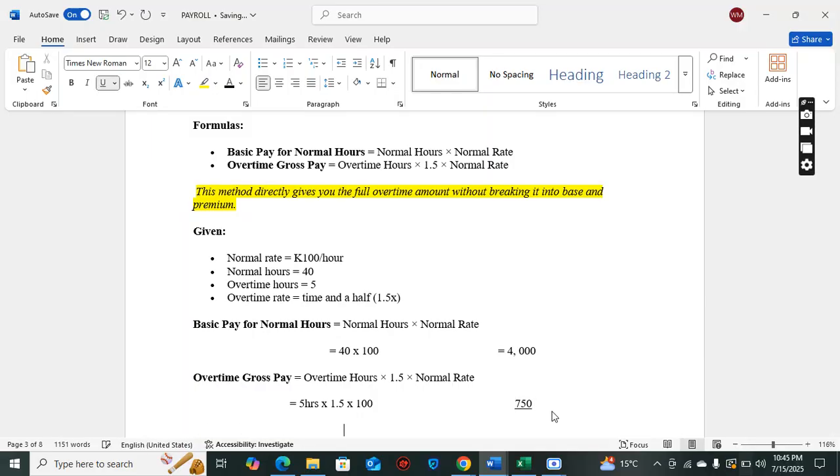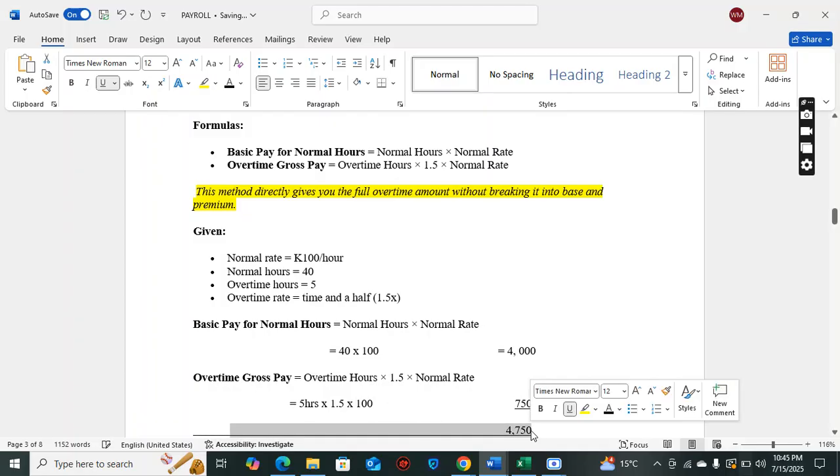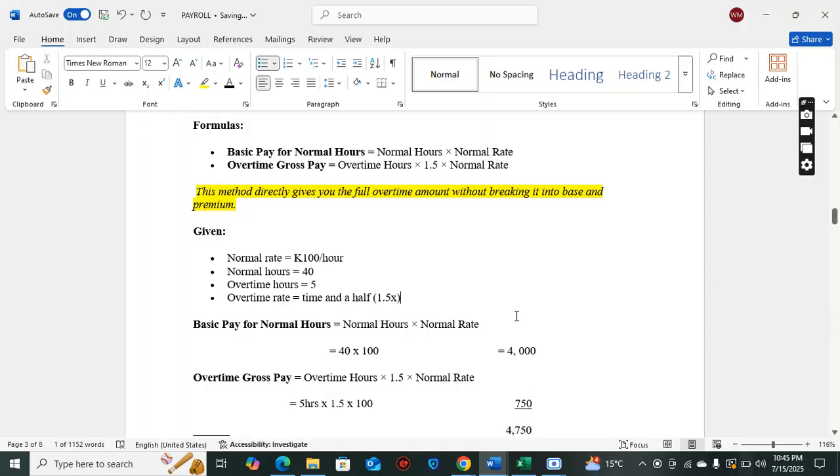So 4,000 plus 750, 4,750. Okay, this is the gross pay. All right. So unlike the first method, here you won't be able to see the overtime premium because you're getting the overall overtime pay. All right. And then for the basic pay for the normal hours, you do not include the overtime hours.